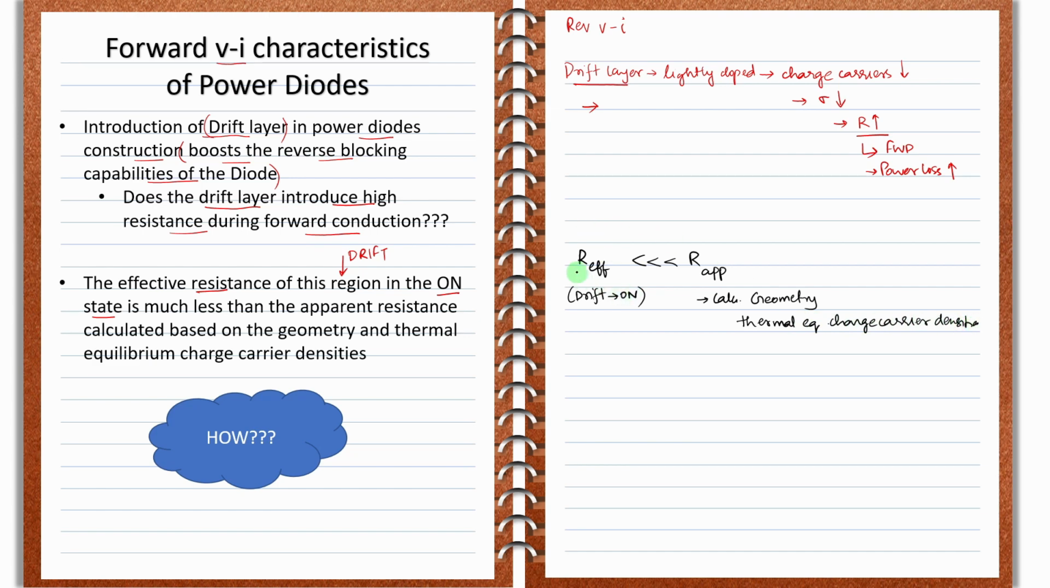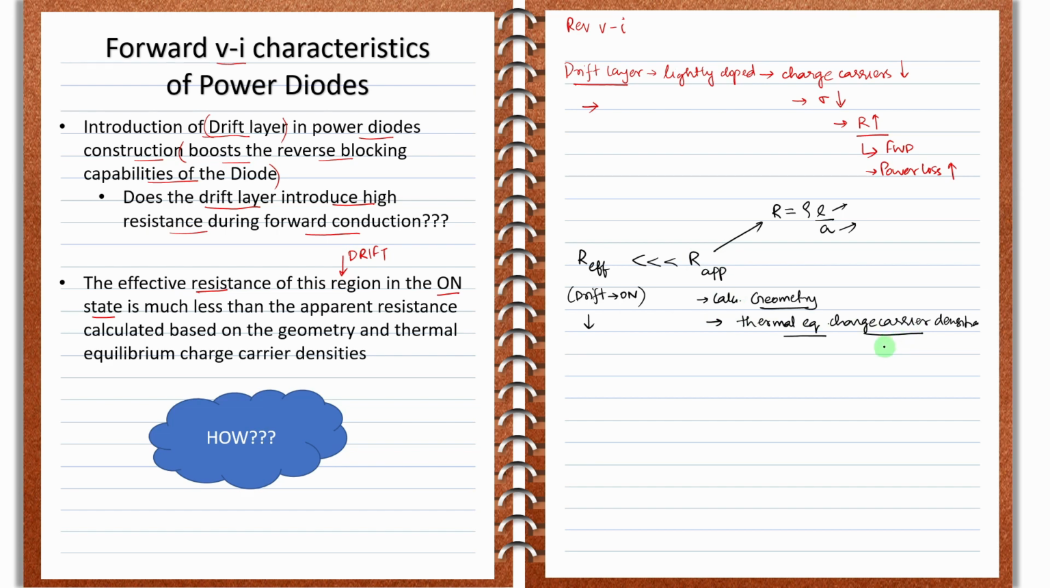So what is R effective? This is the actual resistance of the drift region, if you have a way to measure that, in the forward conduction state. And what is the apparent resistance? You can see it is calculated based on geometry. That means it is calculated based on the relation R equals rho L by A. So L is a geometric factor, A is a geometric factor, and the apparent resistance also depends on the thermal equilibrium charge carrier densities.